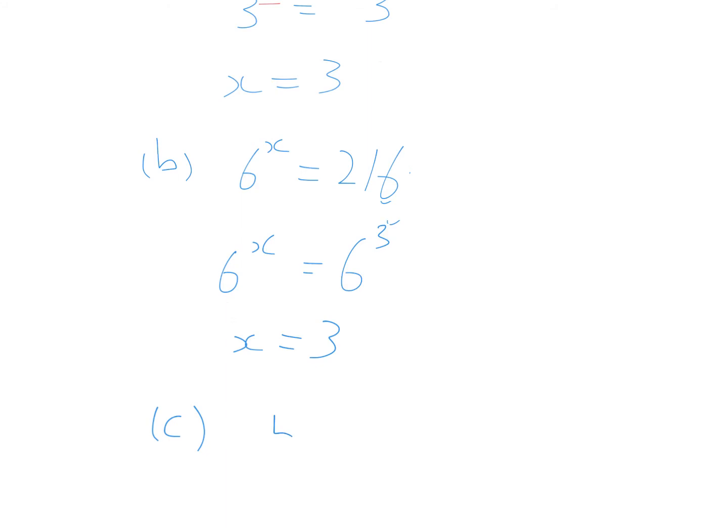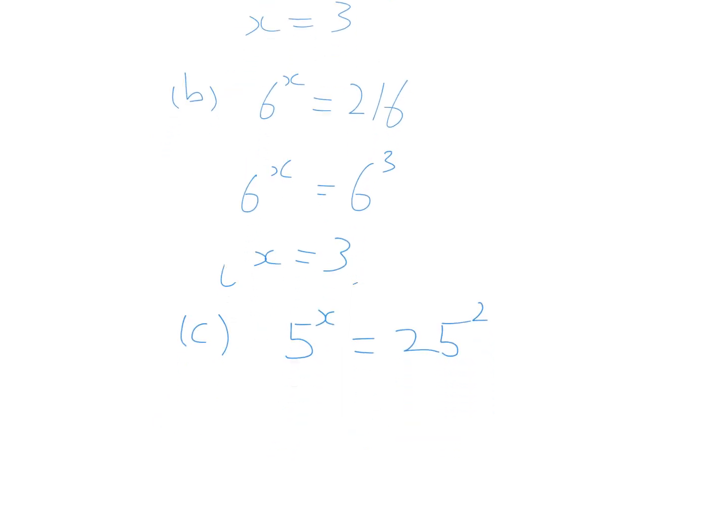For C, similar question again. Got 5 to the power of x. It's a little bit harder this time. It's equal to 25 to the power of 2. Now, we want the base number to be the same on both sides. So we can try and get 25 as a power of 5. So we put into our calculator 5 squared, and it works out. So we're replacing our 25 with 5 squared, and we just remember to keep that extra square there on top. All we've done is change the way we wrote 25. So it's now a power of 5 squared. Our base numbers match up.